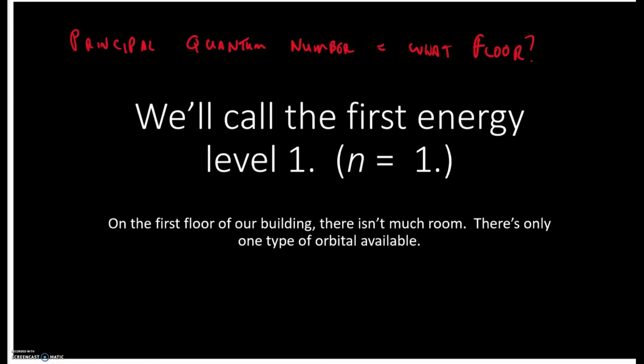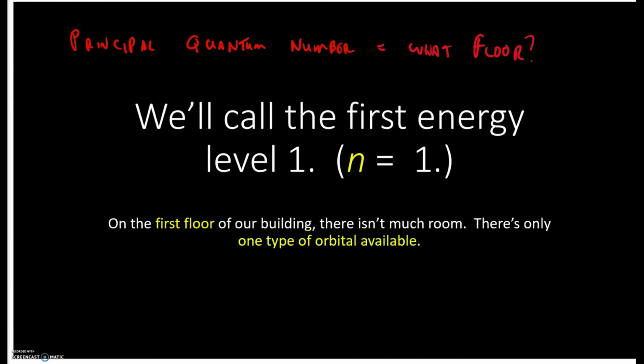So let's start on the very bottom energy level. Remember that principal quantum number is another way of saying what floor are we on? We're going to represent it with lowercase n. And it's going to be a whole number that represents what floor of the building we're on. So energy level 1, and we're on the first floor. And let's remember that the higher we go up, the more room we have. So on the first floor of a building, there isn't much room. There's only one type of orbital available. And how do we know there's only one type of orbital available?